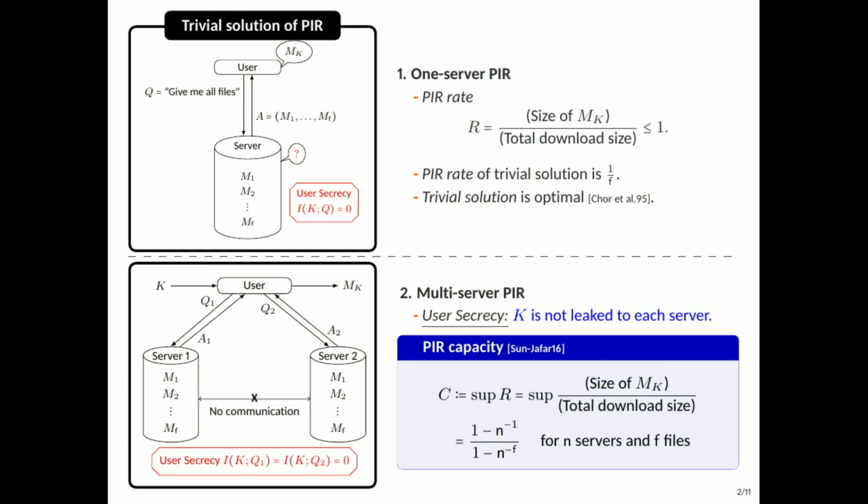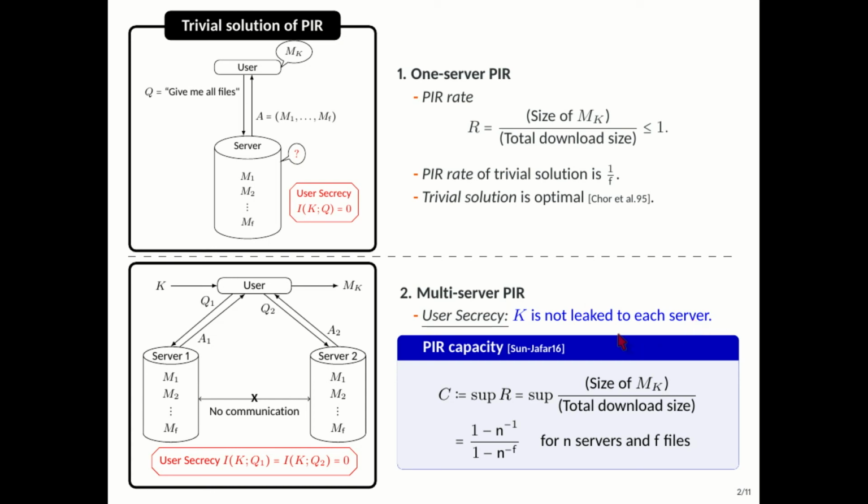So people have started to study the multi-server PIR. The left figure is the two-server PIR. In multi-server PIR, each server contains the copy of all files, and it is assumed that the servers do not communicate. The user sends independent queries to the servers and receives some answers. And the secrecy condition changes as each server does not know the K. So that is, each query should be independent of the K.